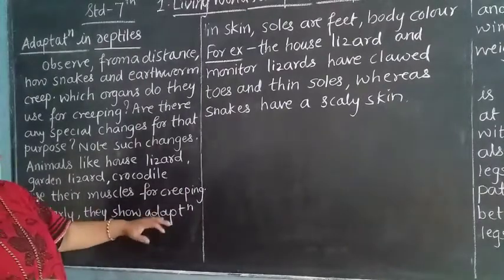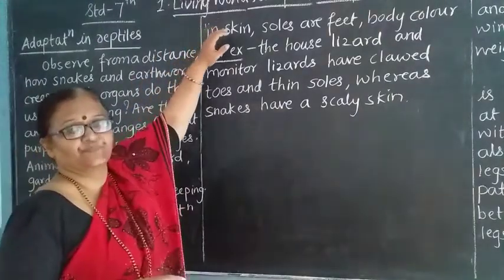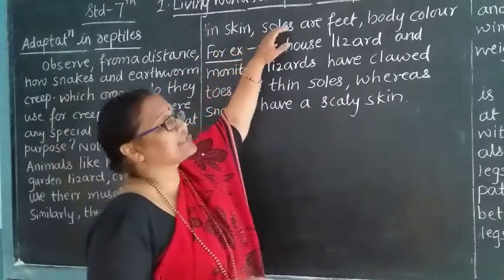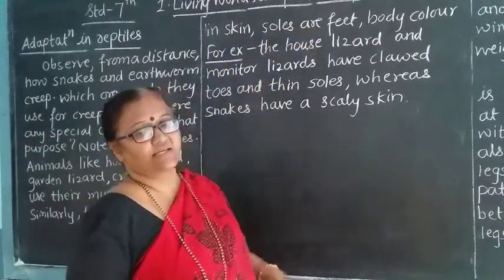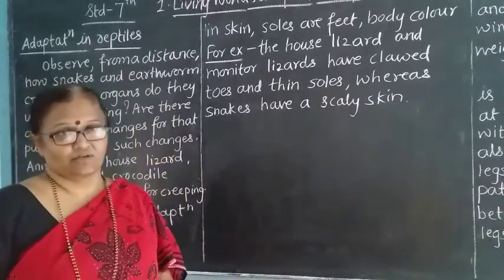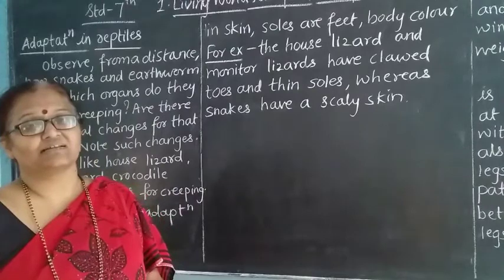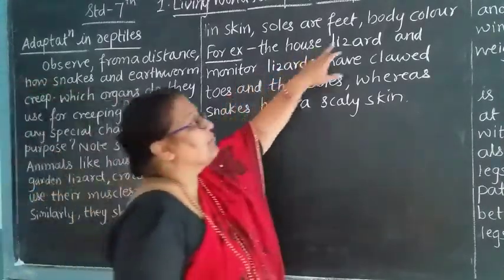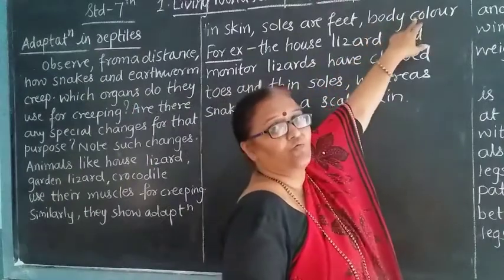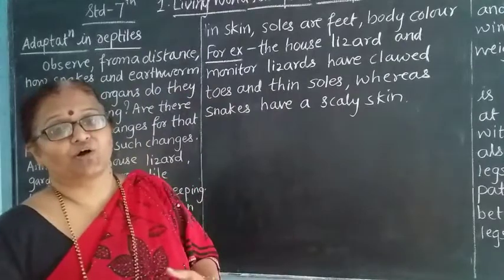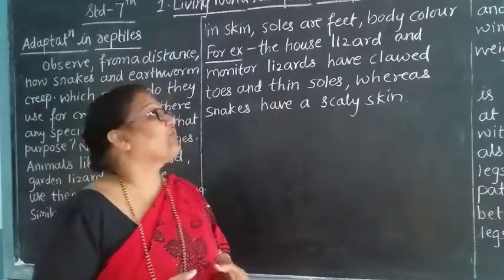Similarly, they show adaptations in their skin. They have soles at their feet, and body color. Some animals like the chameleon, which is found in the desert region, show body color whenever it is walking. That means various body colors are formed on its body whenever it is walking.